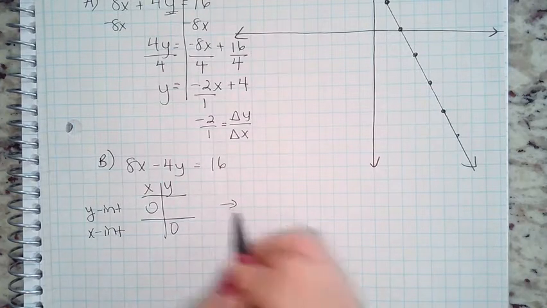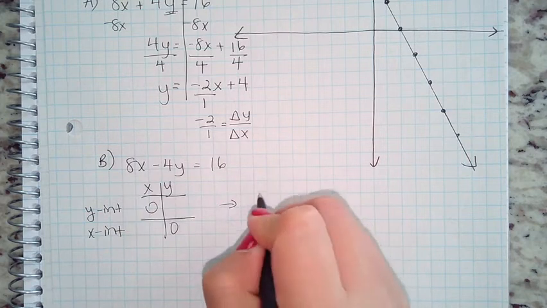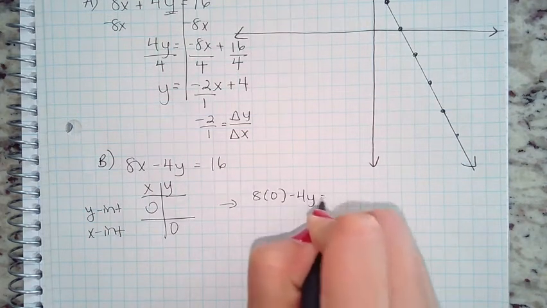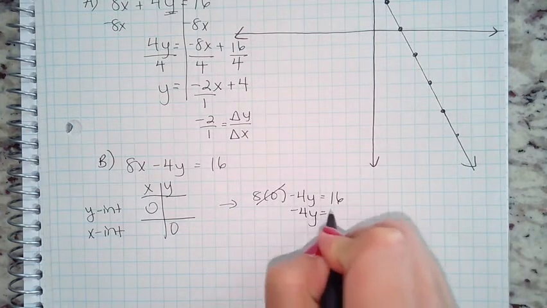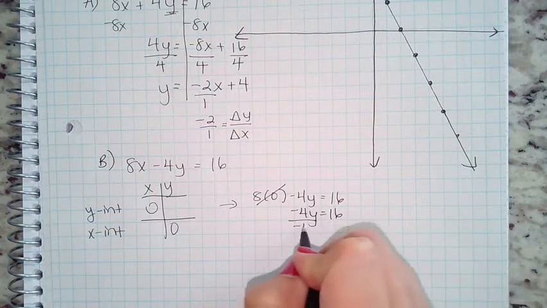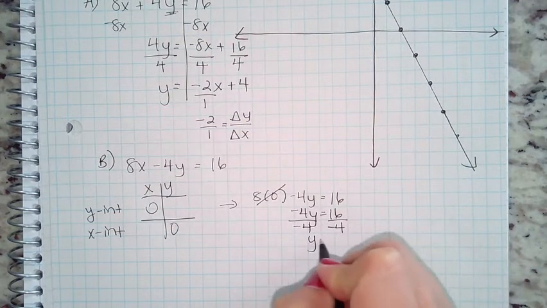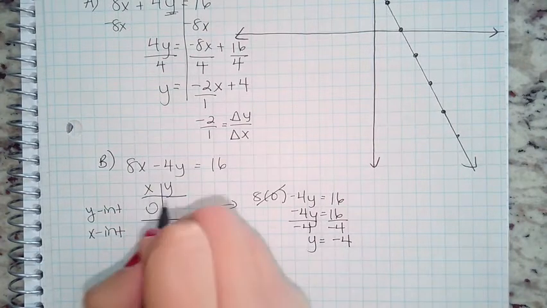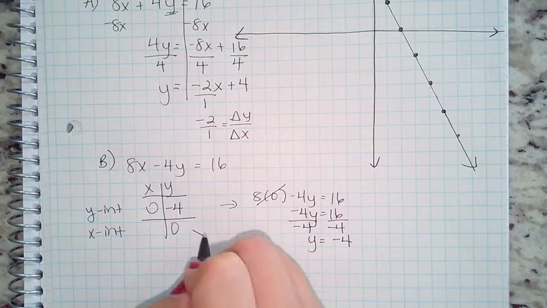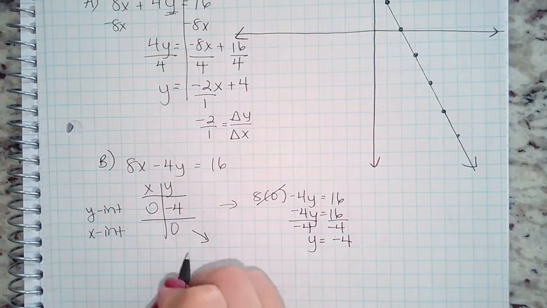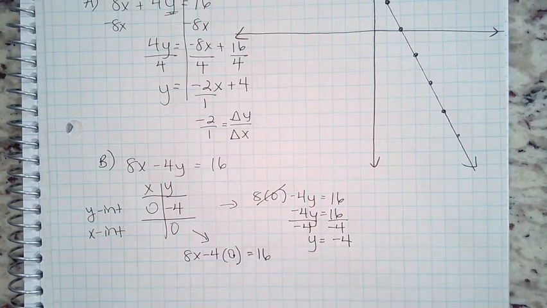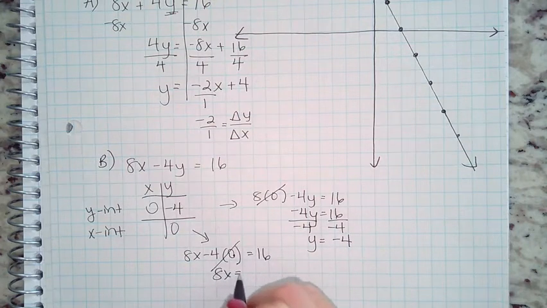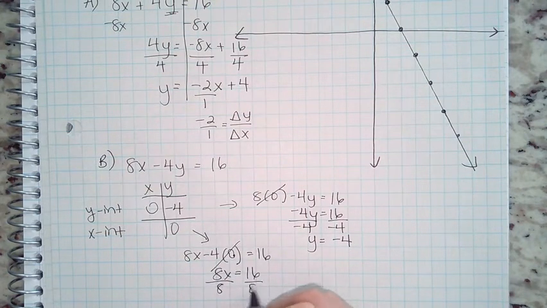Okay, so for this one, I'm going to plug 0 in for x. Eight times 0 is nothing, and I'm left with negative 4y equals 16. I'm going to divide both sides by negative 4, and I get y equals negative 4. For this one, I'm going to plug 0 in for y. That's nothing. When I divide both sides by 8, I get x equals 2.